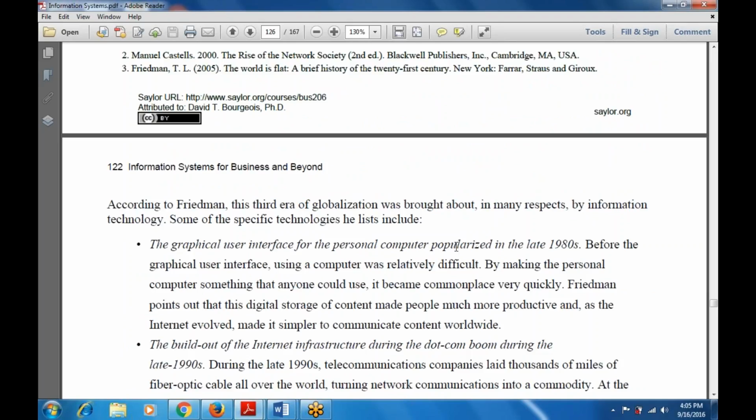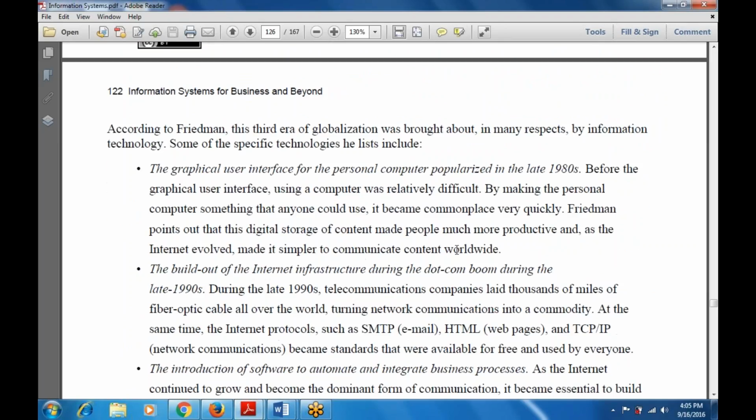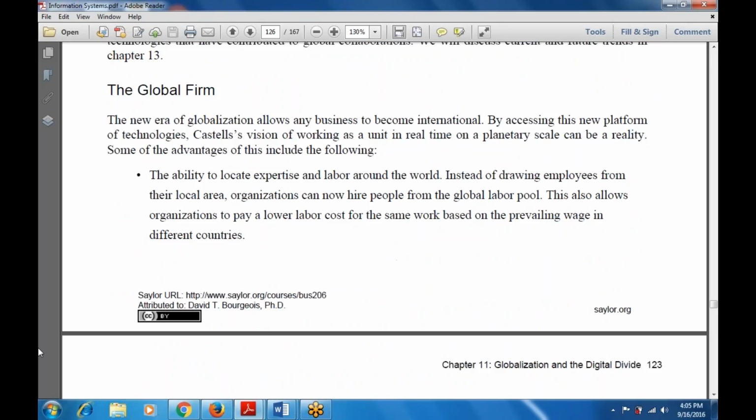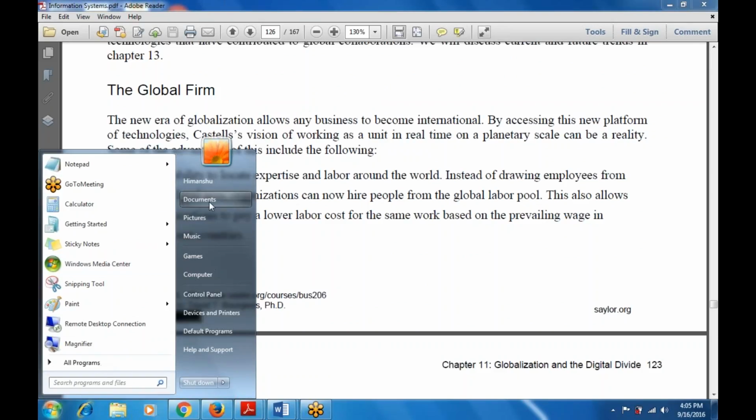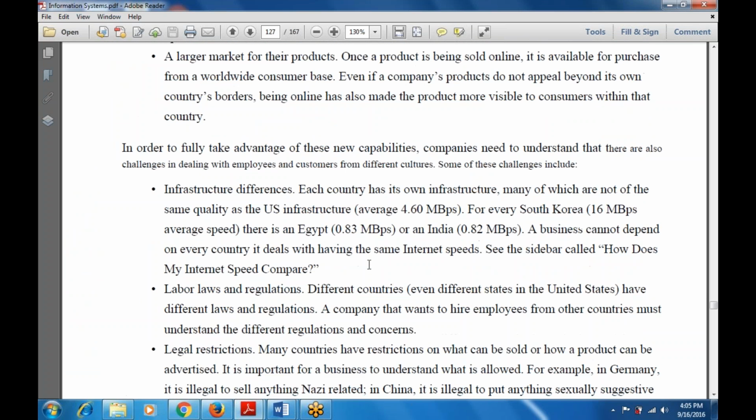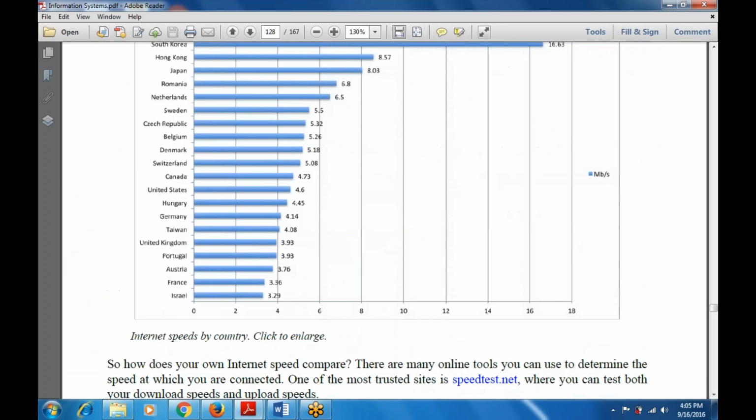And there is the use of IT. Now, what are the various technologies used in IT? That is a graphical user interface built on the internet infrastructure. Then what is a global firm? That is the ability to locate and the ability to move, the terms used in this location.